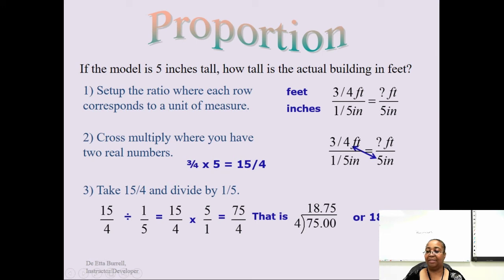You can plug this in to the original proportion, and you should get 15/4 when you do that to check it. In a word problem, don't forget to write the units to the unknown that you're trying to find. That's another way to prove that you've solved the problem, okay?